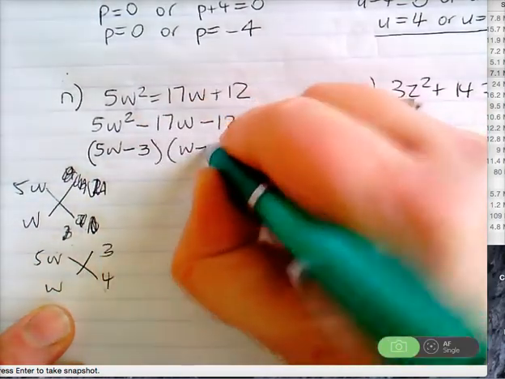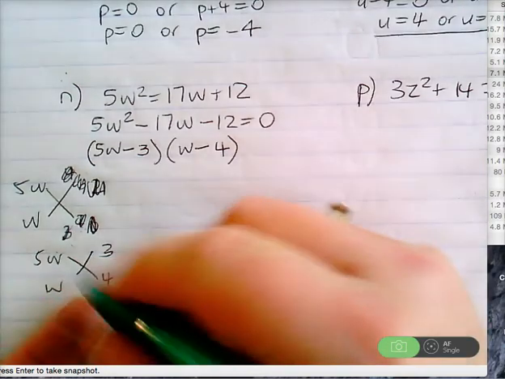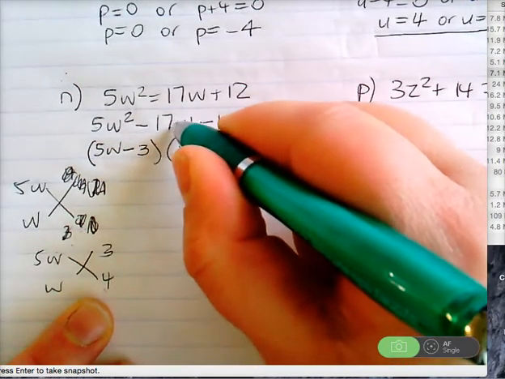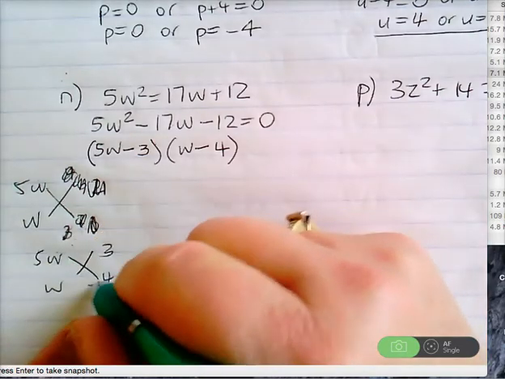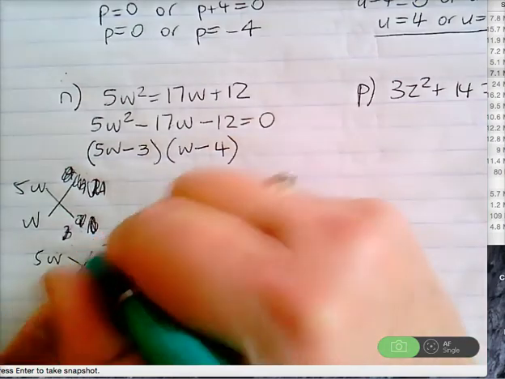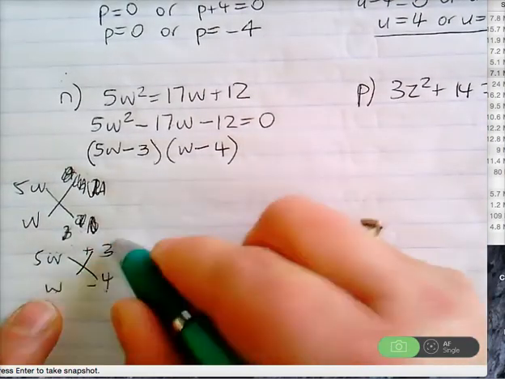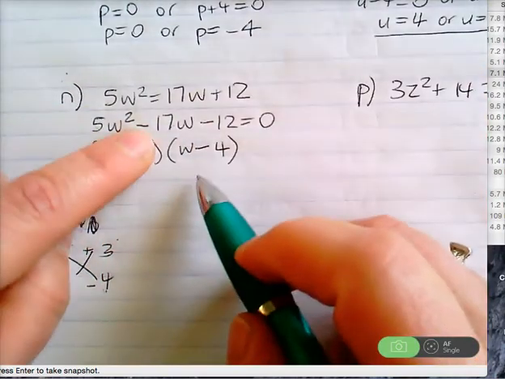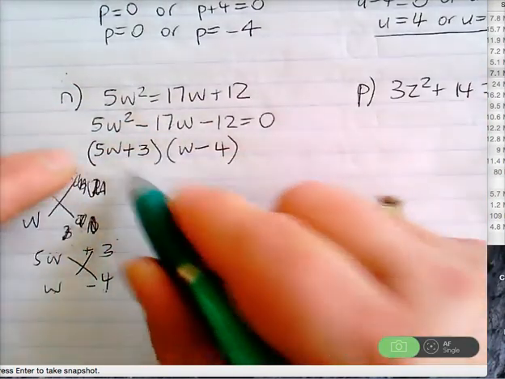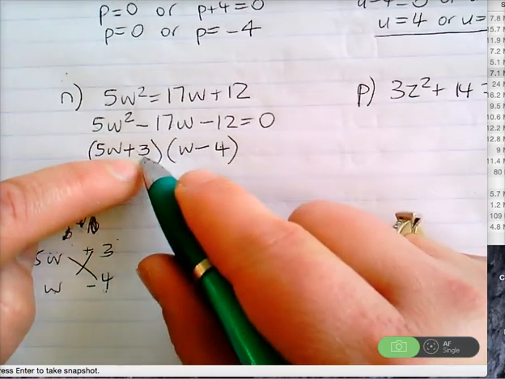I'm going to put them both minus first and then I'm going to work out which one's plus. Or you can do it here. If you want minus 17W, it's got to be 5W times minus 4. Does that make sense? And W times plus 3. So it's got to be minus 20W. So what you can do, you can decide here. You can go 5W squared minus 20W plus 3W minus 12.